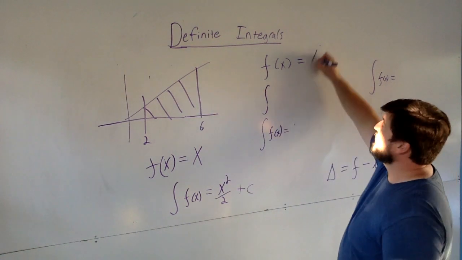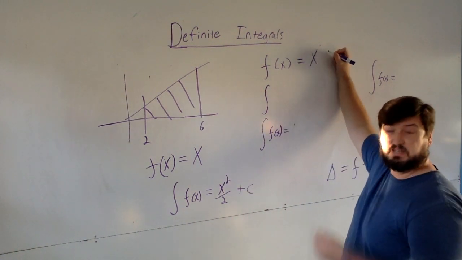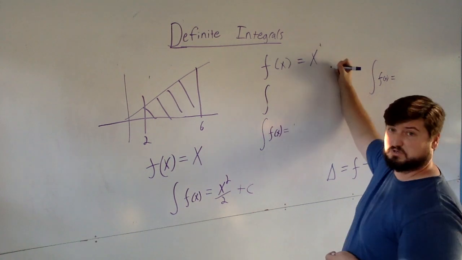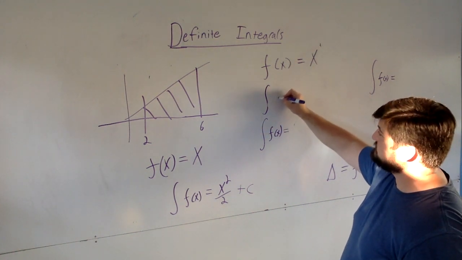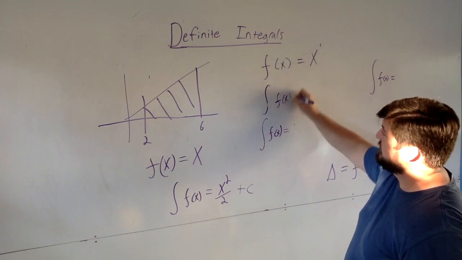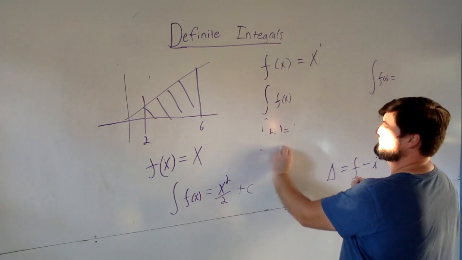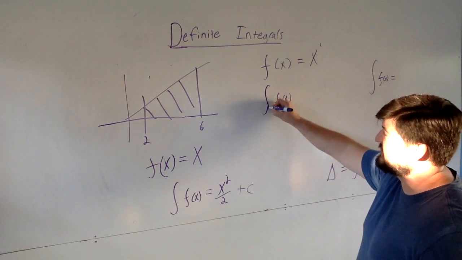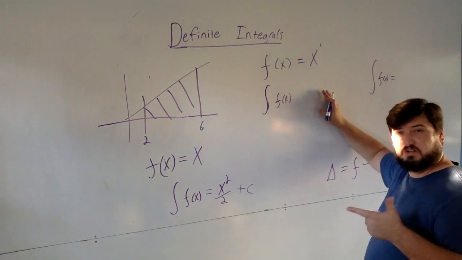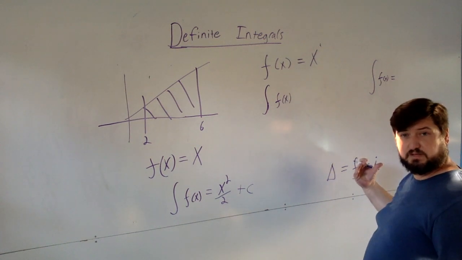So again, we have to look at our function as x. Anytime it doesn't give you the number, you have to assume it's to the 1st power. So what is the integral of our function? The integral of f of x here. Again, we'll take the indefinite integral first. We want to know what the new function looks like. So we have to have that function to work with to be able to plug numbers into later.